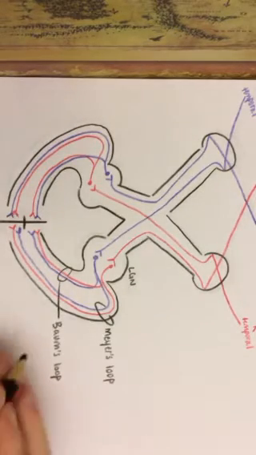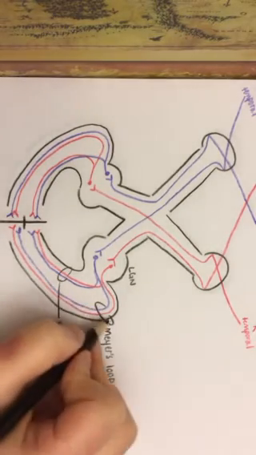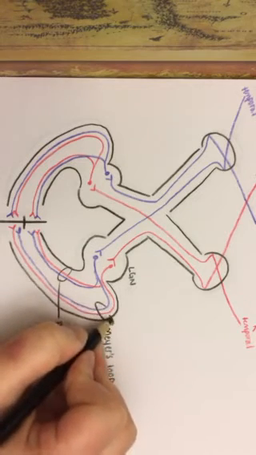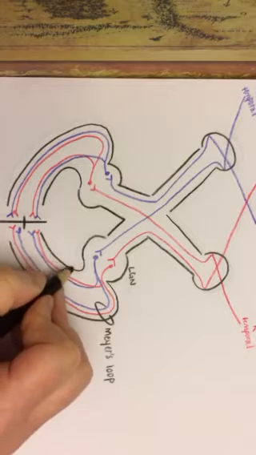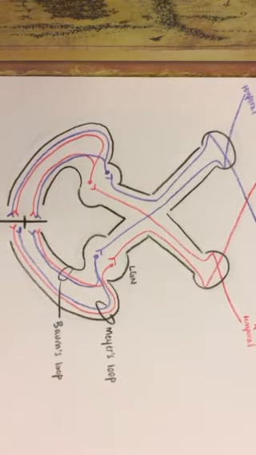Okay? So the important thing about this is that the Meyer's loop is carrying information from the superior part of the visual field versus Baum's is carrying information from the inferior part of the visual field. Again, that's going to be important when we get into lesions, which we can do now. So let me grab another piece of paper.